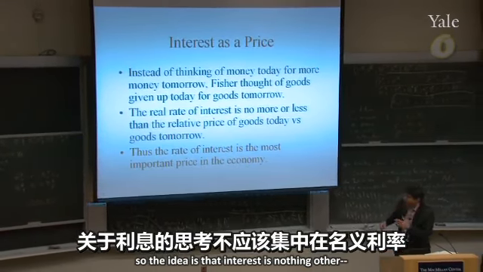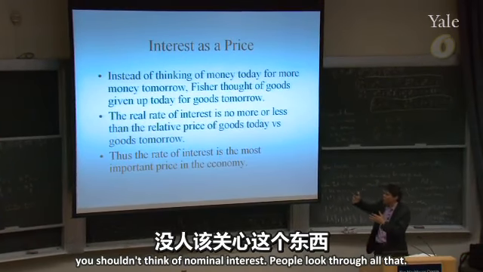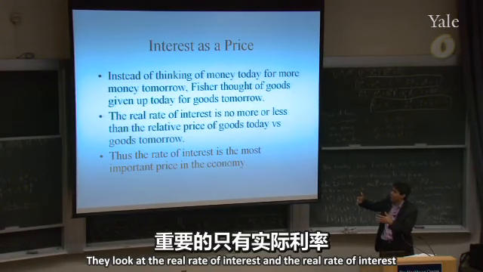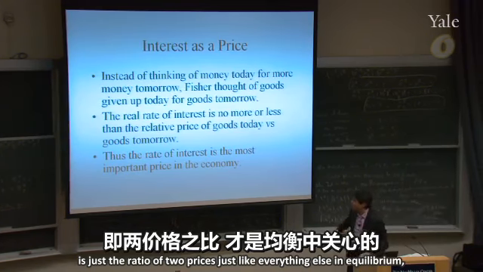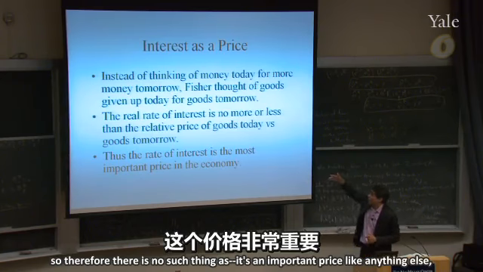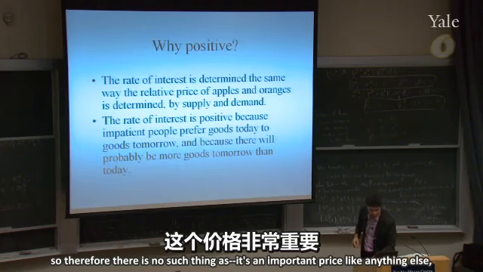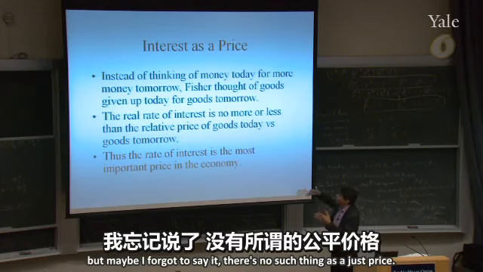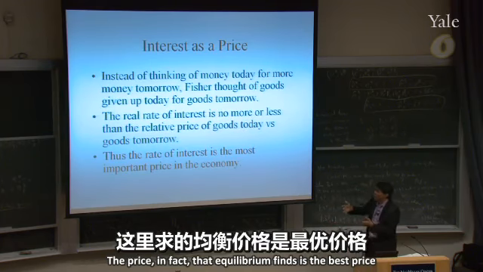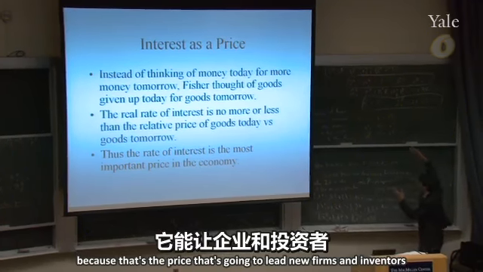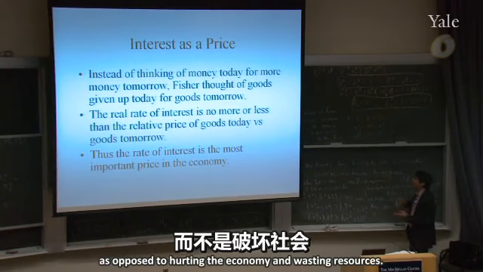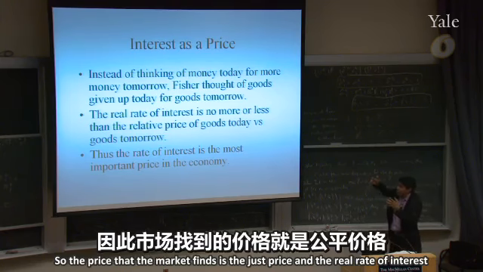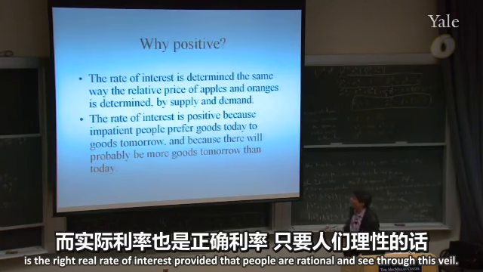So the idea is that you shouldn't think of nominal interest. People look through all that. They look at the real rate of interest. And the real rate of interest is just the ratio of two prices, just like everything else in equilibrium. So it's an important price, like anything else. But maybe I forgot to say it. There's no such thing as a just price. The price, in fact, that equilibrium finds is the best price, because that's the price that's going to lead new firms and inventors to use technologies that help the economy as opposed to hurting the economy and wasting resources. So the price that the market finds is the just price, and the real rate of interest is the right real rate of interest, provided that people are rational and see through this veil.